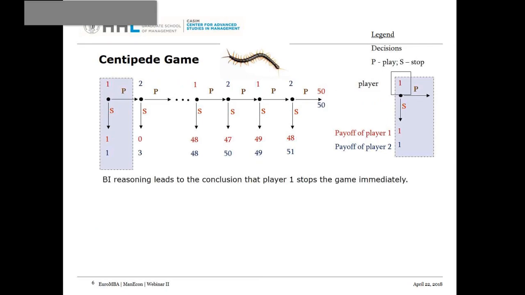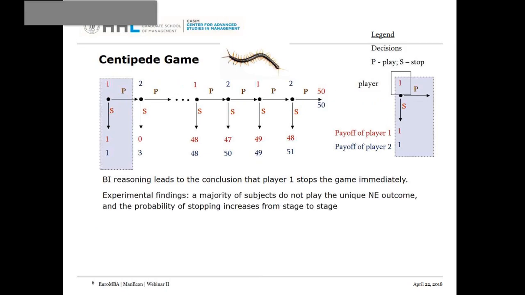If you use backward inductive analysis, because of the structure of the payoffs, the conclusion is that the game should stop in the first stage. So player 1 stops the game, and they both get 1 unit of payoff. Compared to the 50-50 that they could have had at the end of the game after some rounds, it's surprising, but this is what the notion suggests. But experimental findings would say that it's not how people behave.